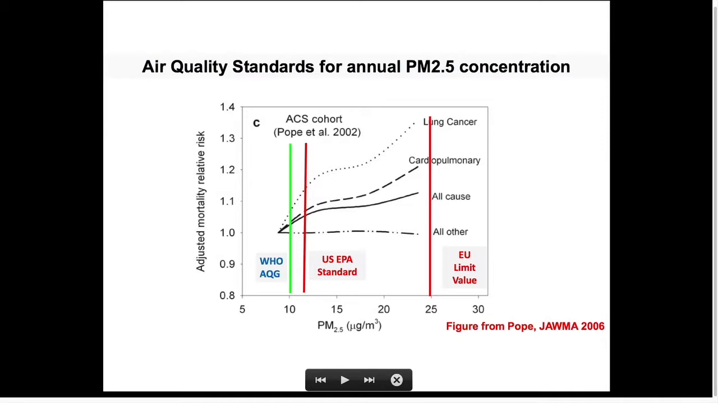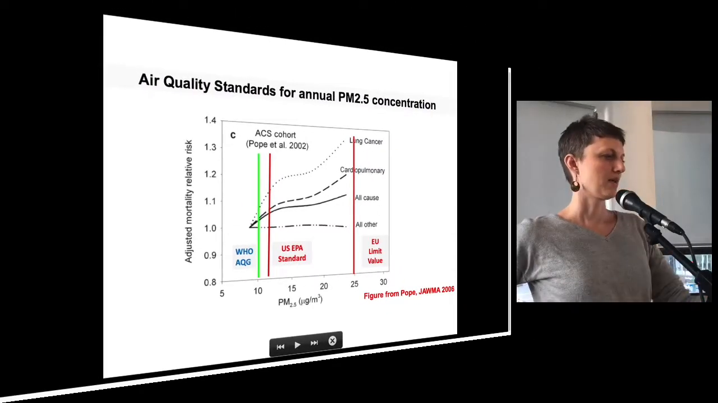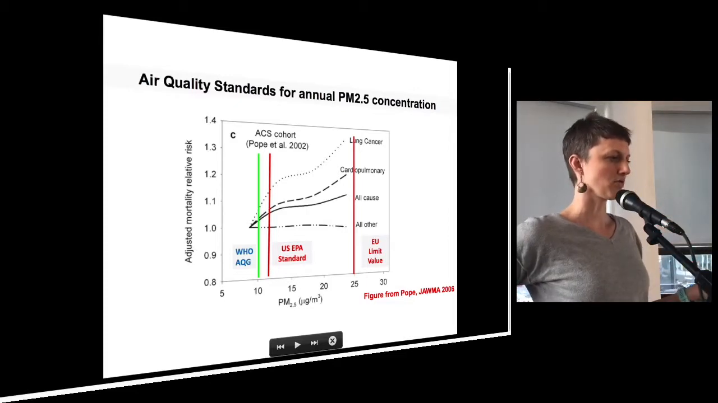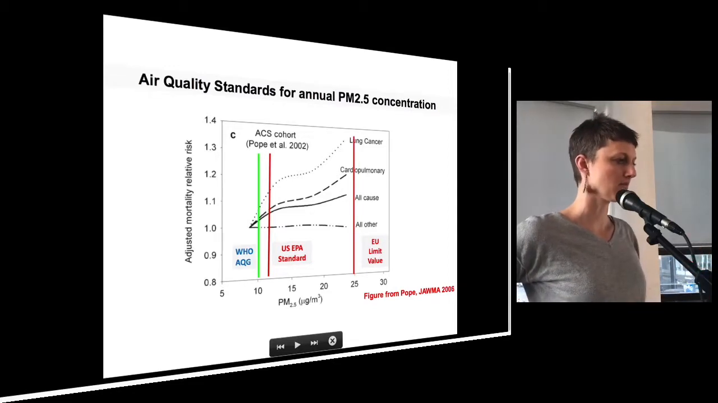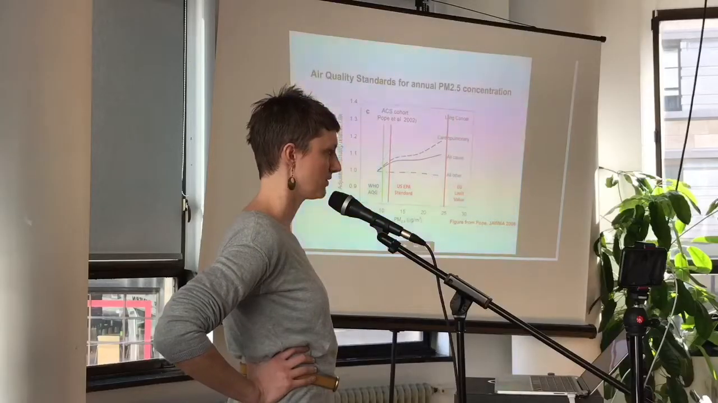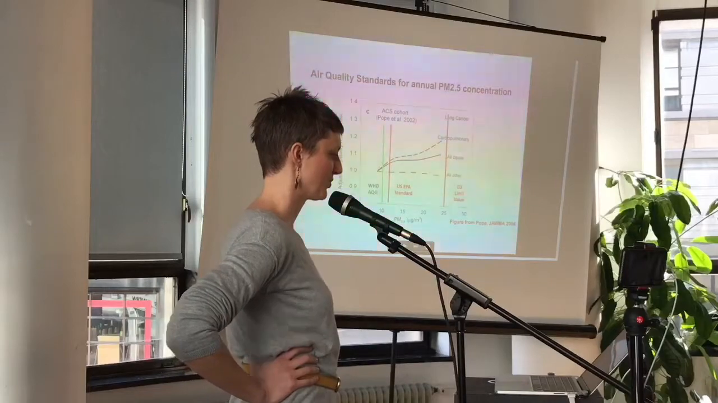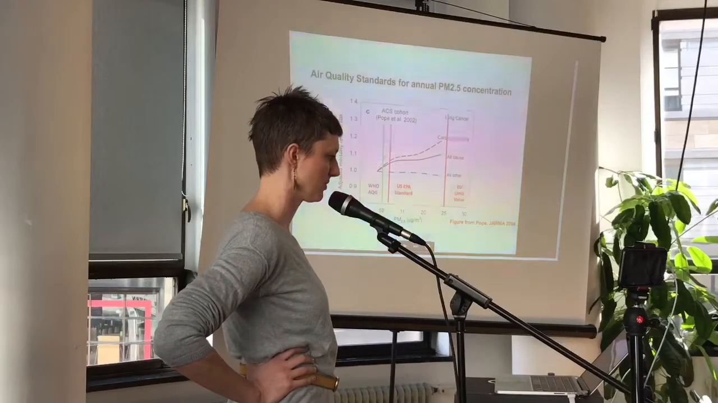So for example, WHO is saying that after a certain amount of evidence showing that beyond 10 micrograms per cubic meter there will be more severe exposure and more severe health effects, that's why we cut off at this point, while the US has a different cutoff point, and the EU is quite behind, at 25 micrograms per meter square.